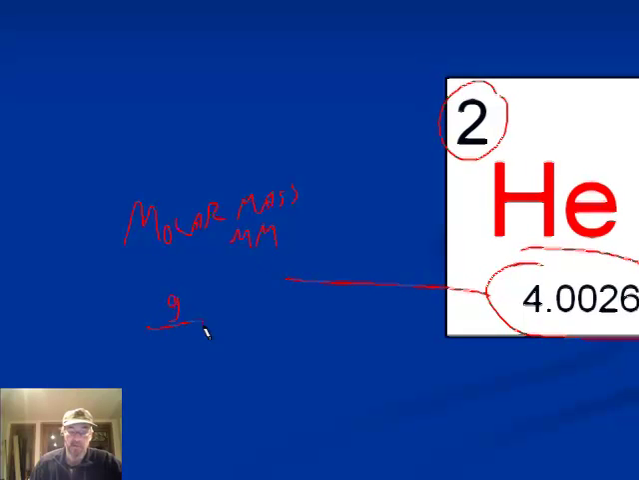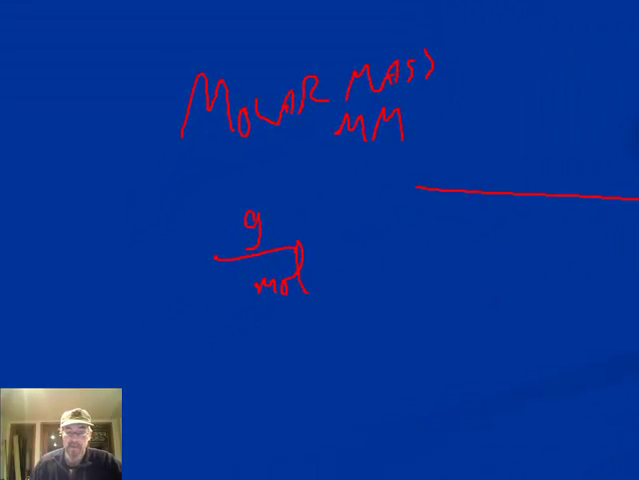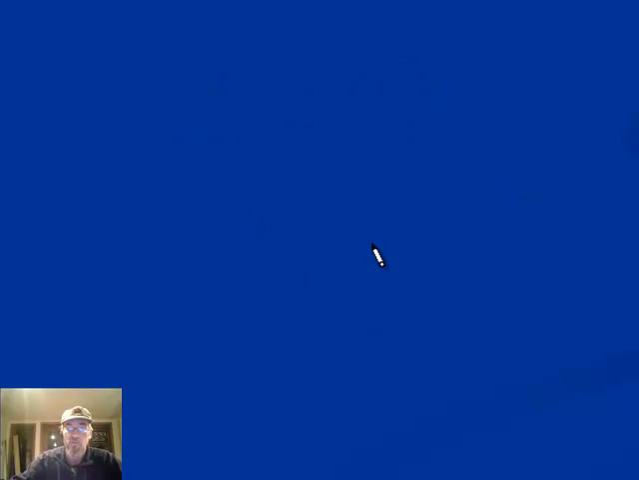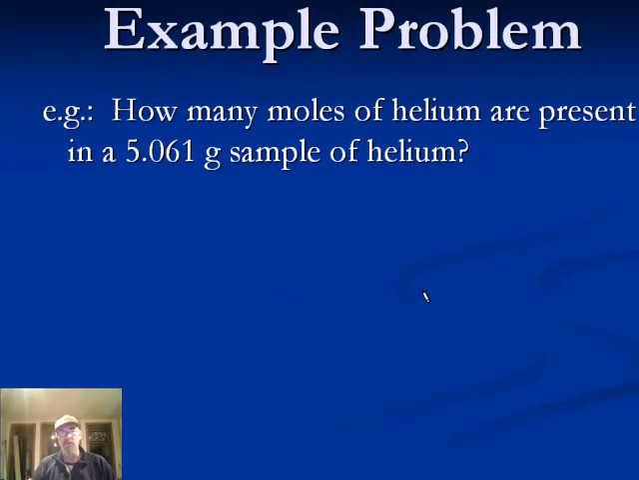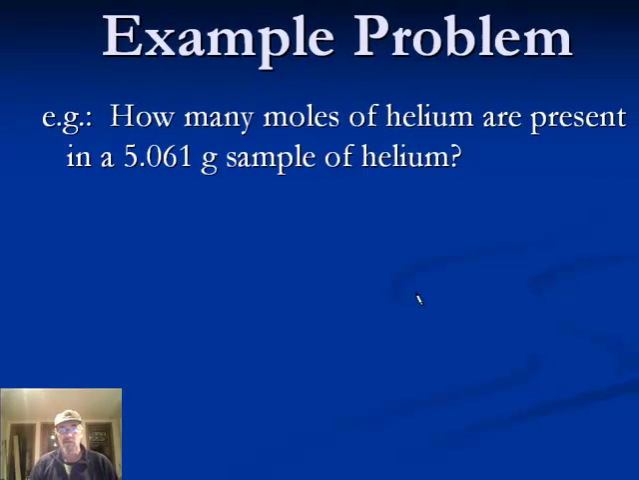And it has units of grams per mole. That's how many grams per 1 mole. And that can be used to find how many moles are present, how many particles are present in a certain weight or mass of gas. Let's take a look at this example problem. The question is, how many moles of helium are present in a 5.061 gram sample of helium?